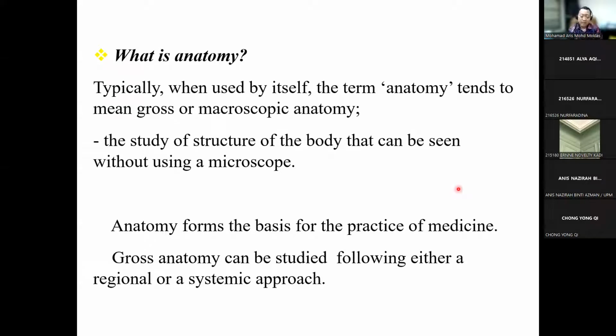But for the systemic approach, you study anatomy based on the system. For example, the skeletal system, where you study the bones of the body, or the muscular system, the muscles of the body, and so on. As for this subject, for this paper, it is more of a systemic approach.